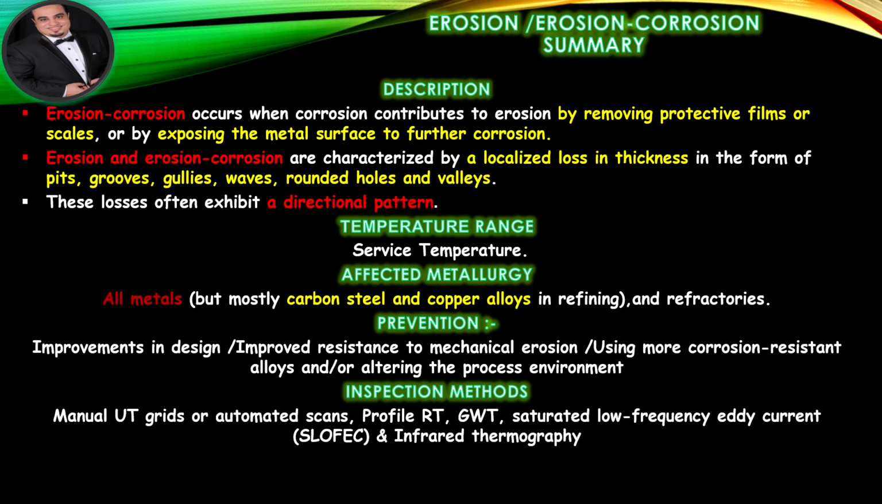Temperature range: service temperature. Affected metallurgy: all metals, but mostly carbon steel and copper alloys in refining, and refractories. Prevention: changes in shape, geometry, and materials; improved resistance to mechanical erosion; using more corrosion-resistant alloys and/or altering the process environment. Inspection methods: manual UT grids or automated scans, profile RT, guided wave testing, saturated low-frequency eddy current and infrared thermography.